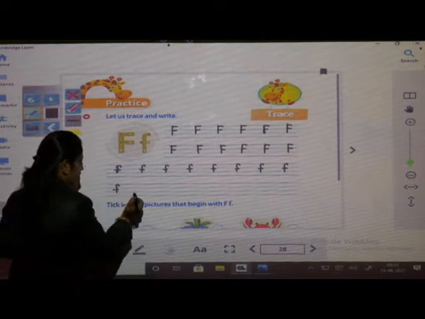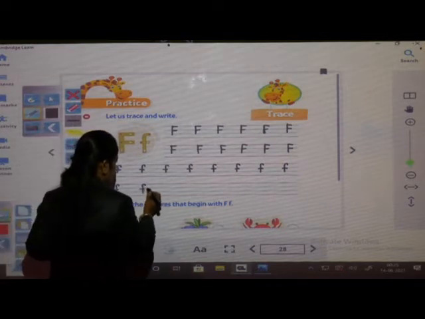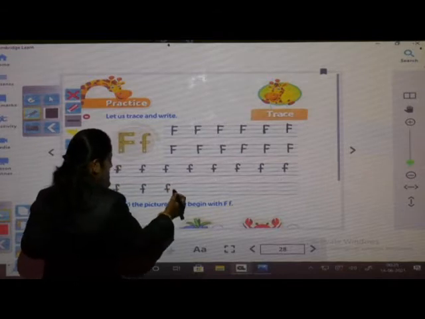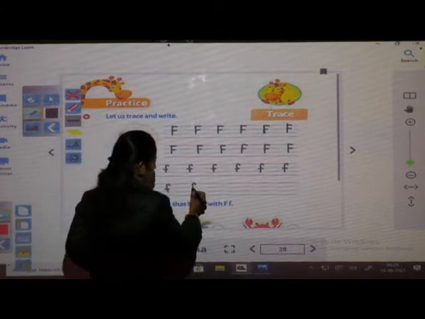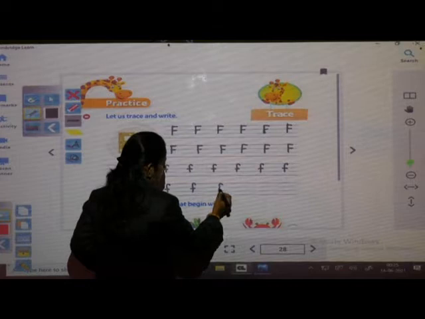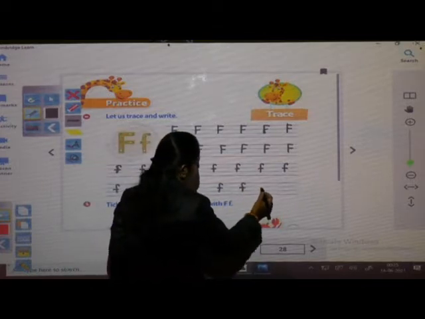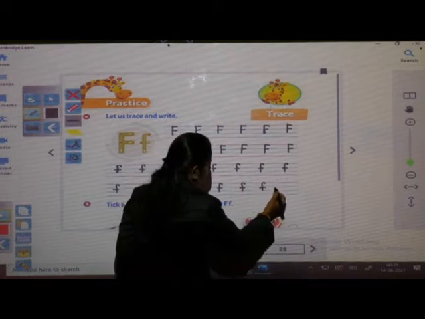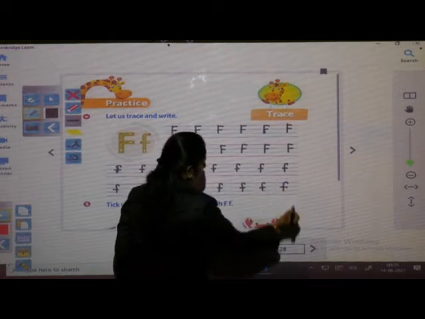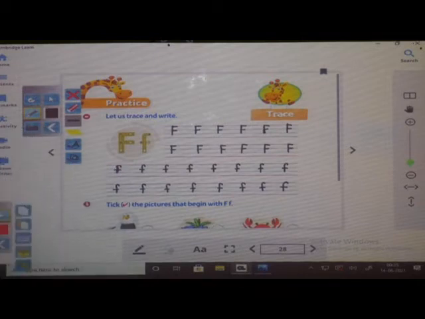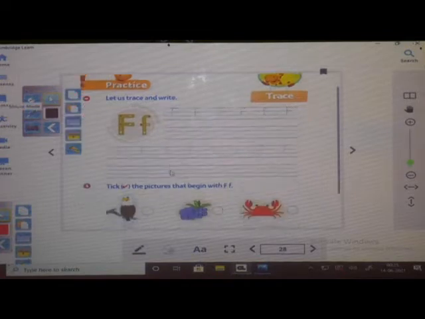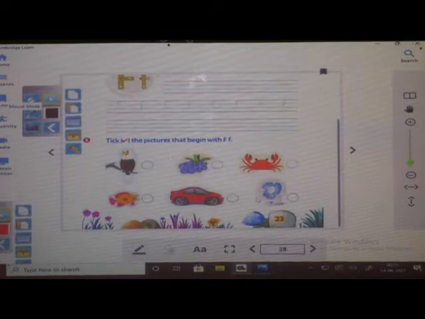Small letter f. And what is the phonic sound? F. Small letter f. Complete fast. Finished? Yes. So now here what you can see, take the pictures that begin with letter F.